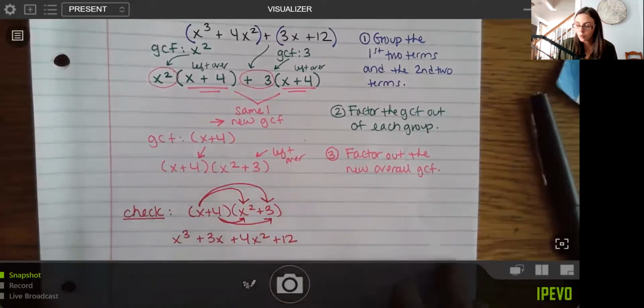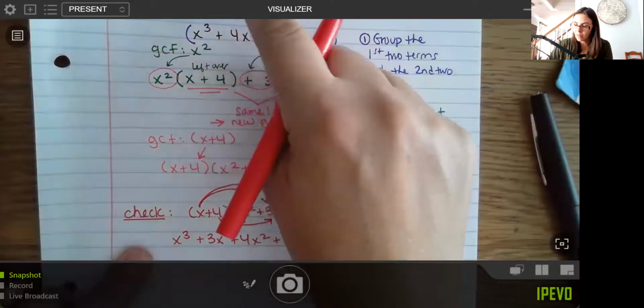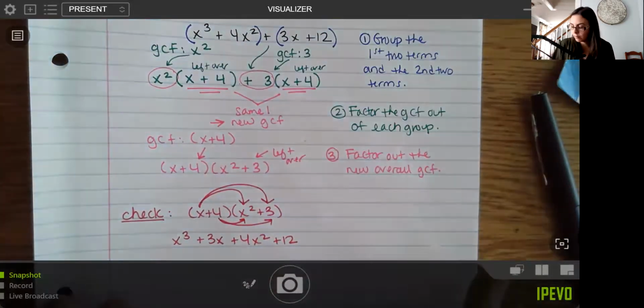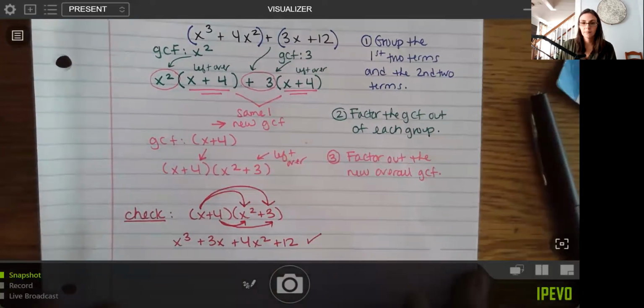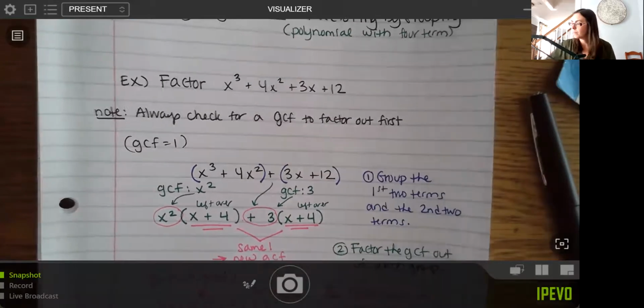Now I know it's out of order, but if you actually go and check this to the original, all those terms are the same. So you have the x cubed up there, you have the 3x, the 4x squared, and the 12. So it does match the original example. All right, let's try another one.